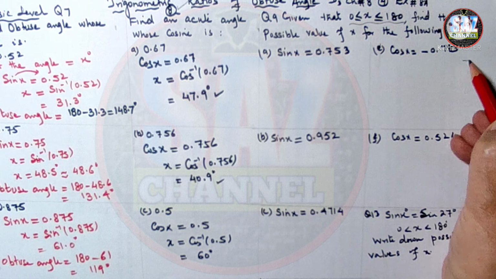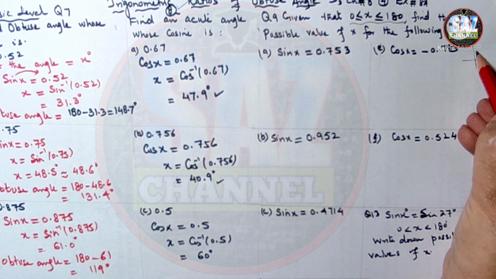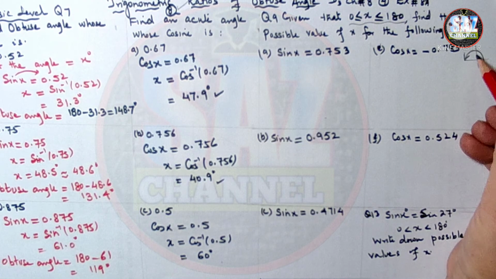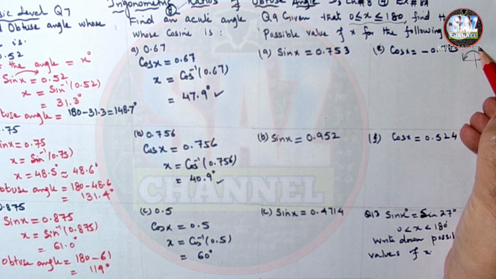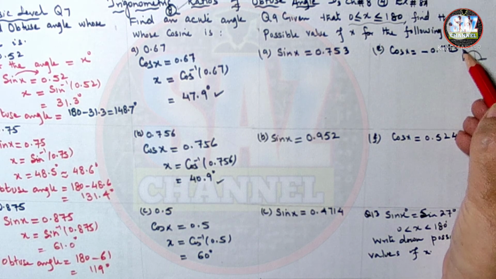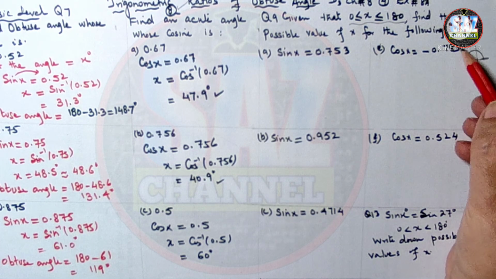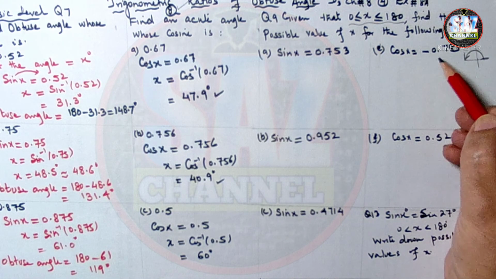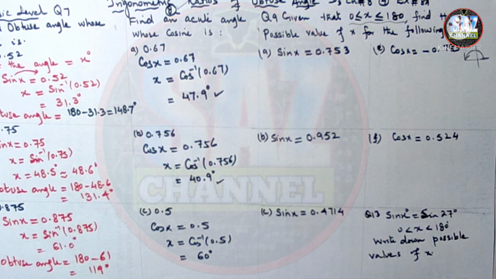X lies between 0 and 180 degrees means that the terminal arm can be in the first quadrant or in the second quadrant. We know that the trigonometric ratio sine can have two values in the range 0 to 180 degrees, one acute and one obtuse angle, and for the trigonometric ratio cosine, when it is negative, we will have only one value, because the negative sign is telling us that the terminal arm is in the second quadrant. So let's solve the question and discuss each situation one by one.